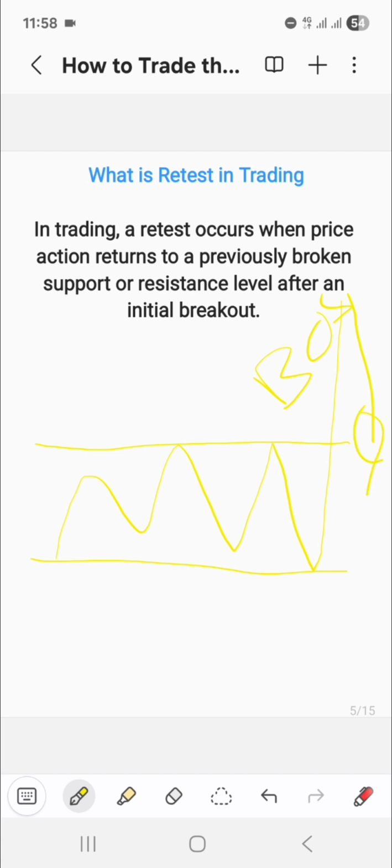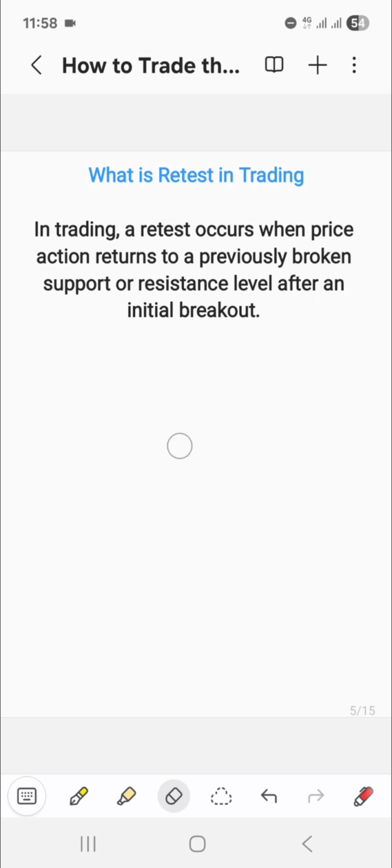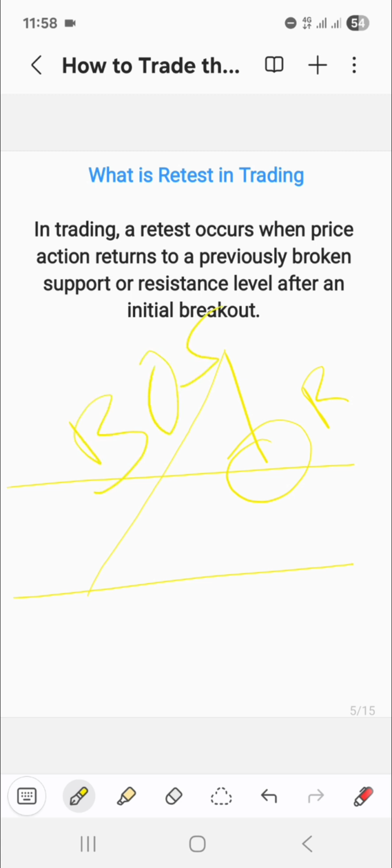So returning back to that basis is what is called a retest. This is the line the market just broke out. Returning back to this resistance point is what is called a retest. Now, what is the purpose of this retest? This retest is to validate whether this break of structure is true or not. This break of structure that occurs here, this retest wants to validate if the market will eventually come to this resistance and break below.